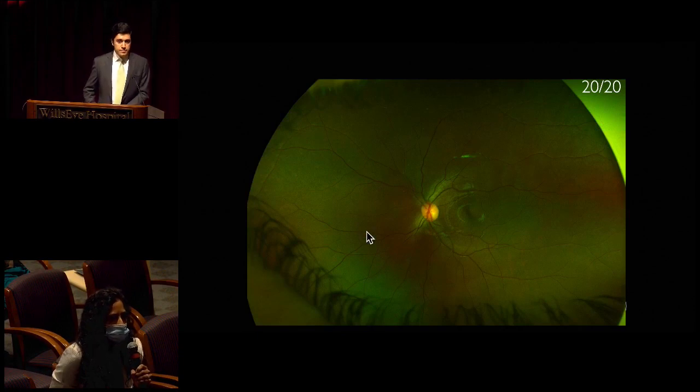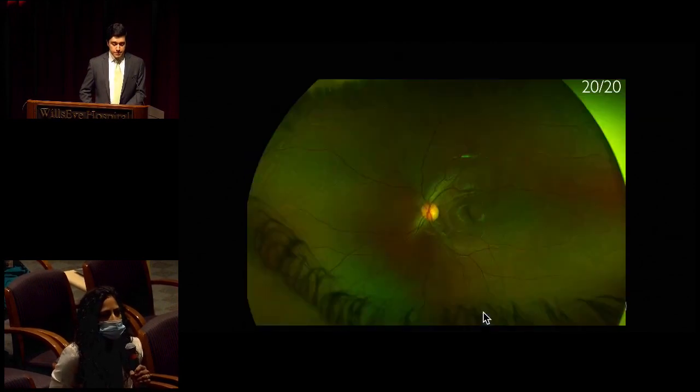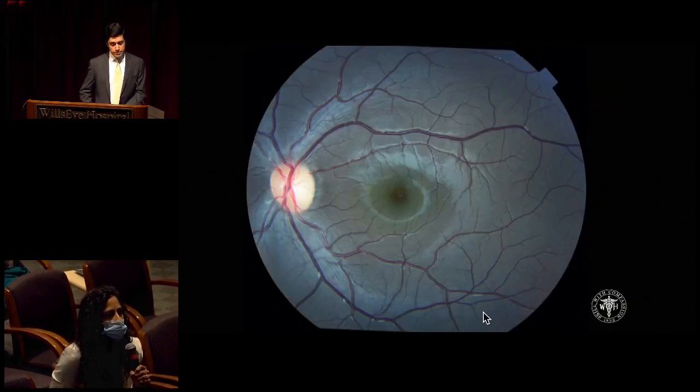And left eye vision's 20/20. Media is clear, disc looks normal, vasculature looks normal in course and caliber. Macula looks normal, and this looks relatively normal too. Nice nerve fiber layer sheen.